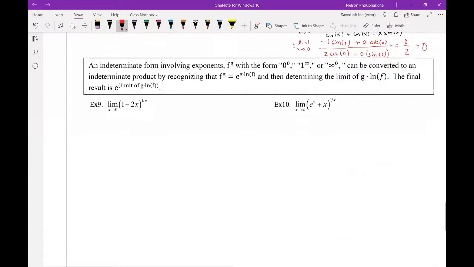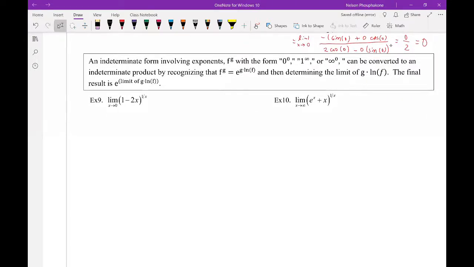Now the last one is actually what if we have a function raised to the power of a function. So again, in this case, the indeterminate form will be 0 raised to the power of 0. Again, remember it's not 1. 1 raised to the power of infinity, now remember this is not 1. And then again, infinity raised to the power of 0, again, it's not 1. So we cannot determine it.